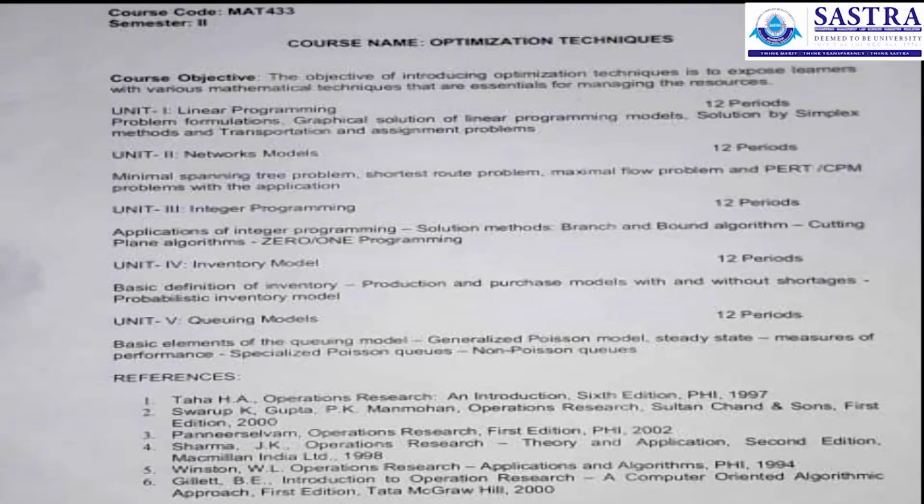Next one, that is followed by assignment models. Next one is network models. In that we will have the minimal spanning tree problem, shortest route problem, maximal flow problem, and the PERT CPM.